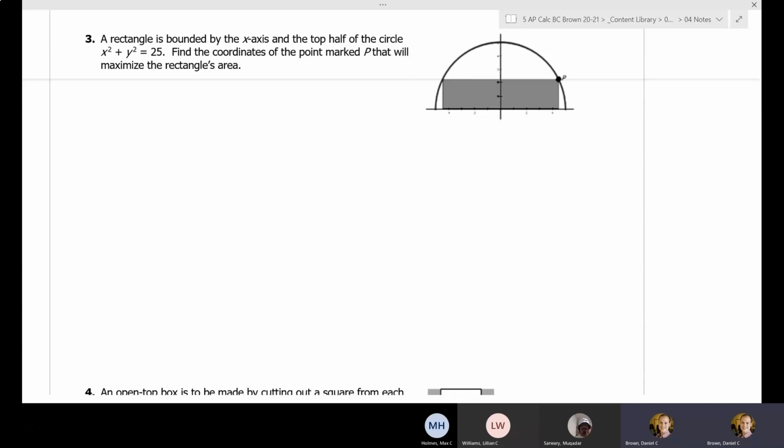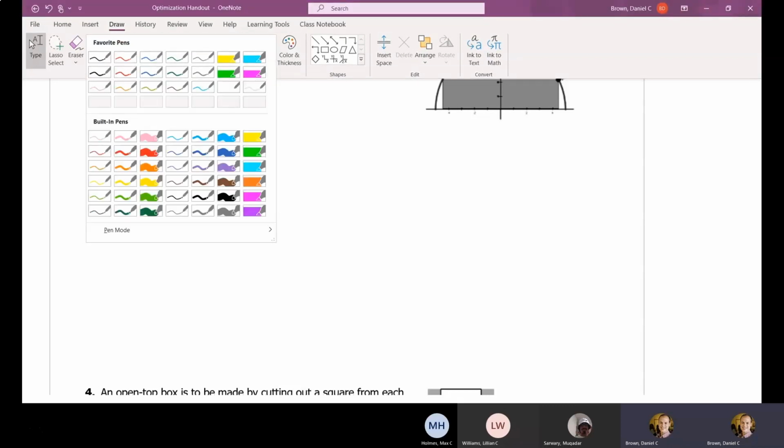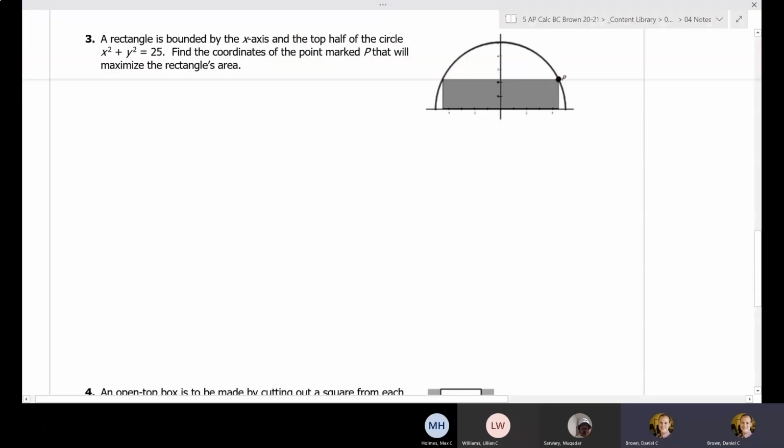That's just one possible rectangle you could draw. For example, if P was up here, the rectangle would look something like this, or maybe if P was here, the rectangle could look like this. But basically, you want to find that coordinate of P that would draw the rectangle with the largest area possible that fits inside of the circle defined.